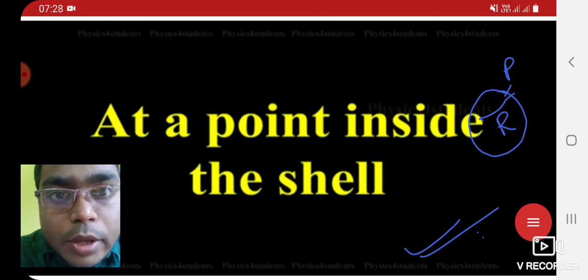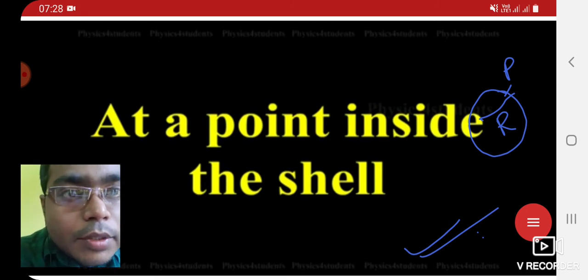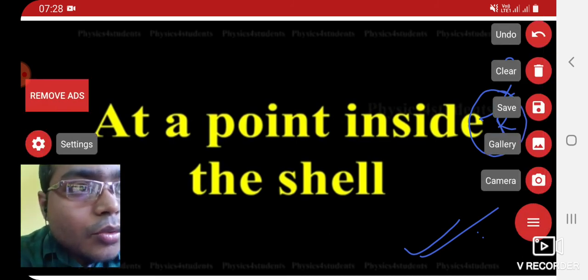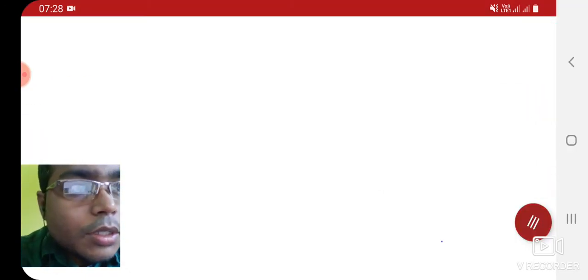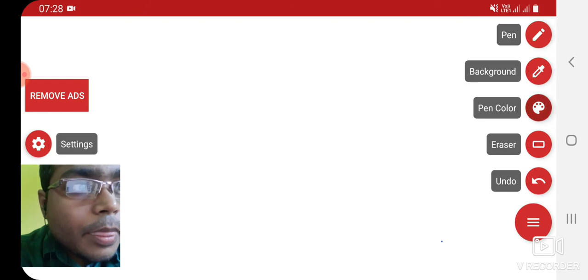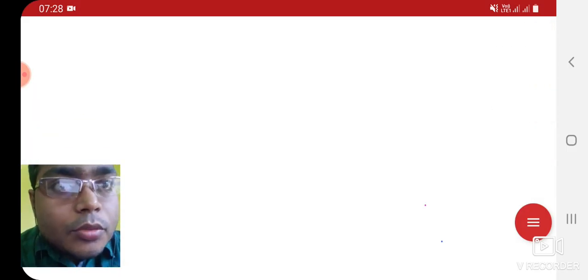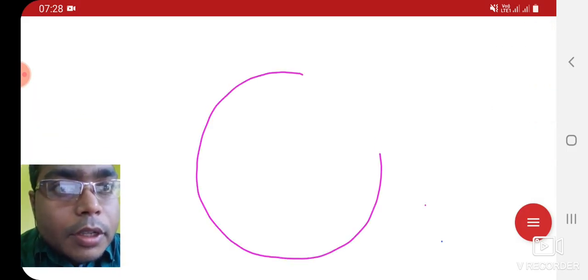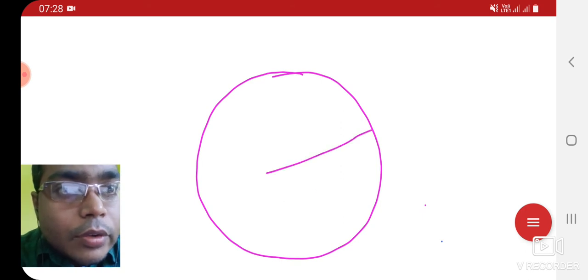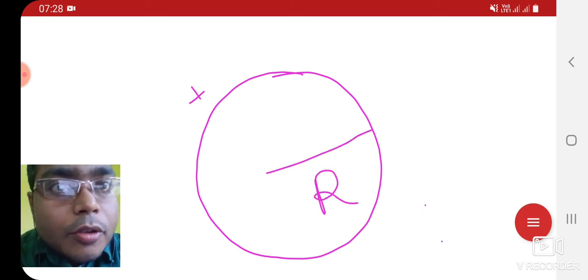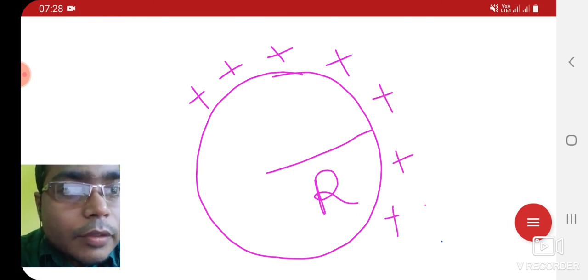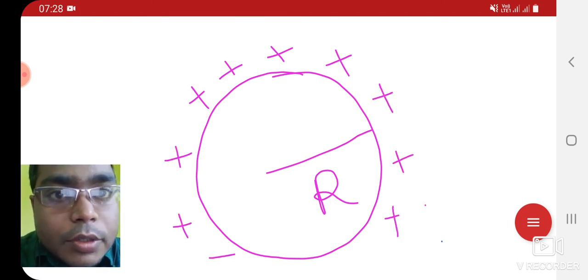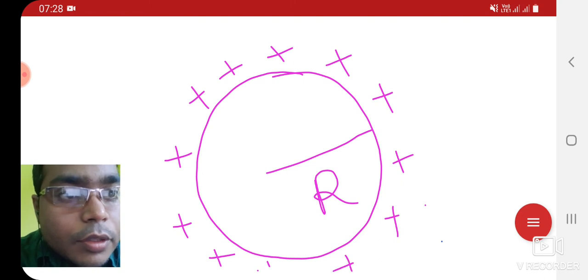So here we are going to calculate the electric field at a point inside the shell. So what will be the electric field? Let us take the spherical shell like this, and this was the radius capital R, and all the charges are distributed on the surface.